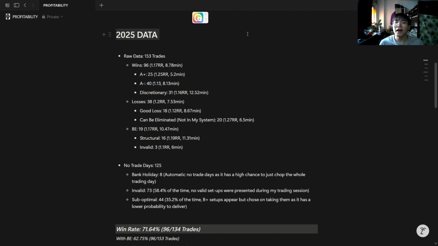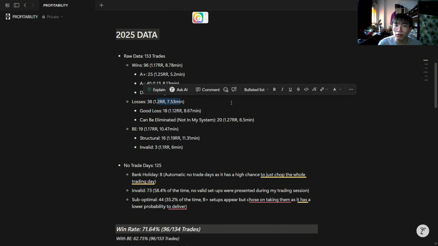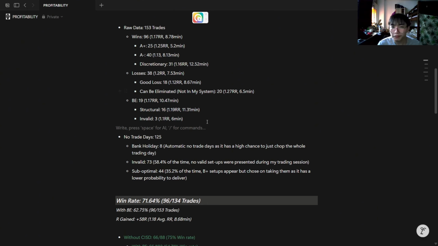Basically, over that full period, I had a total of 153 trades: 96 wins, 38 losses, and 19 break evens. This indicates my average RR on all of those wins, broken down into A pluses, A minuses, and discretionary, and how long they take me on average to hit take profit, or in this case stop loss, or in this case break evens.